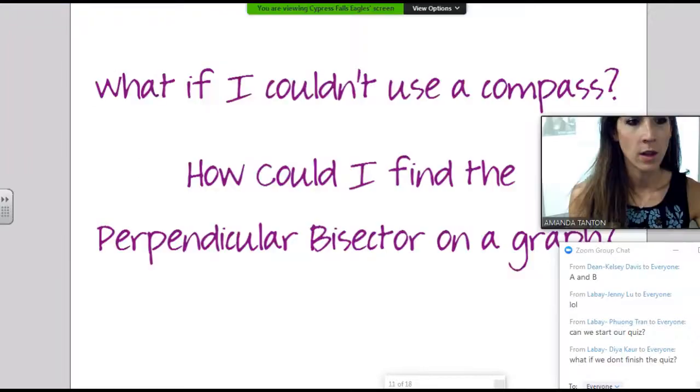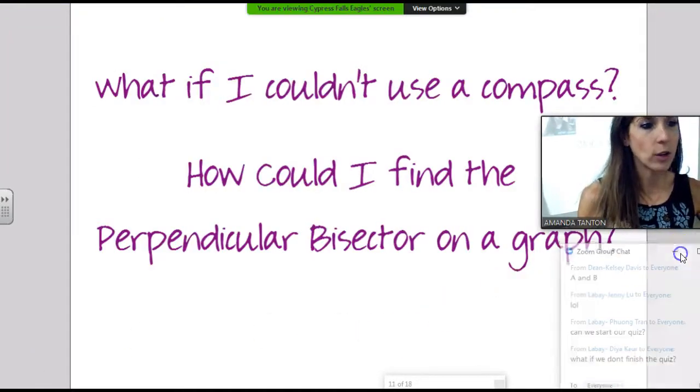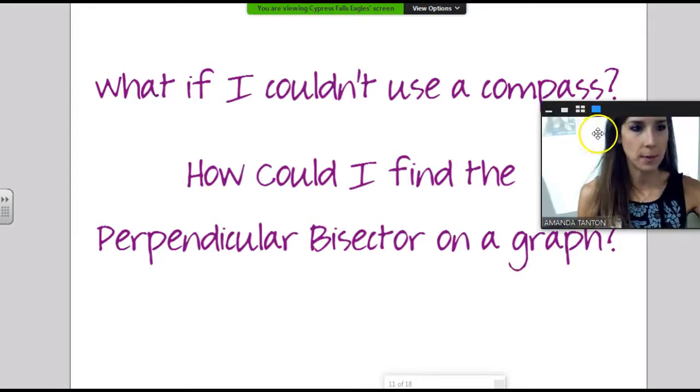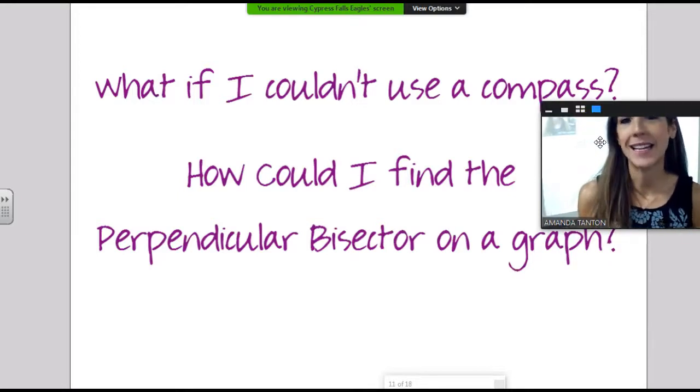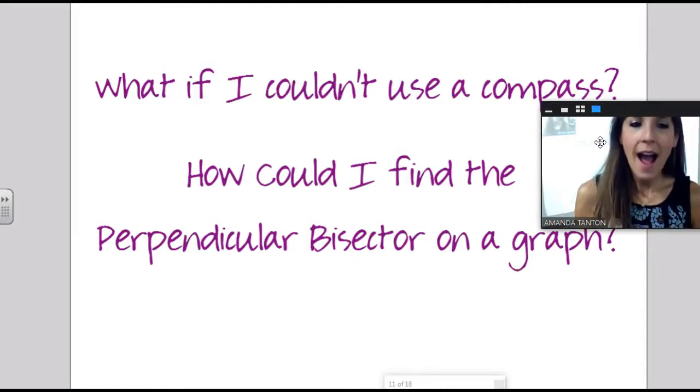Okay? Okay, so now we're going to pretend that we have a graph. We have a graph on the back of our notes page. What if we need to construct the perpendicular bisector, but we cannot use a compass? How could we construct the perpendicular bisector on a graph? This is called coordinate geometry.